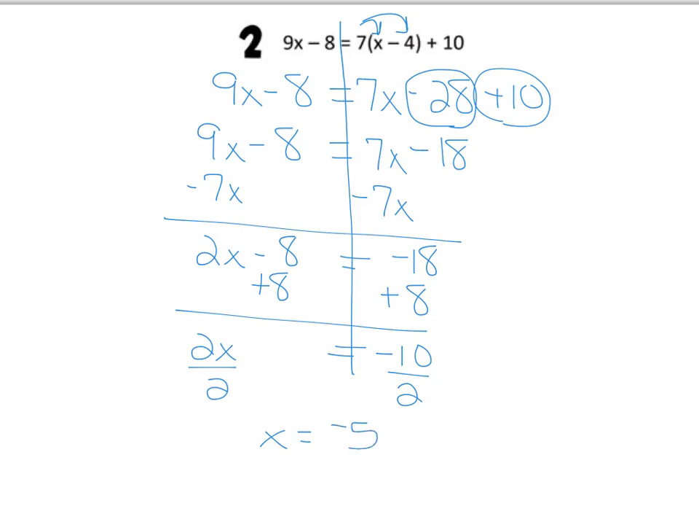How many answers did I get? I got 1. This has one solution because I got an answer. If x equals something, it's a solution.